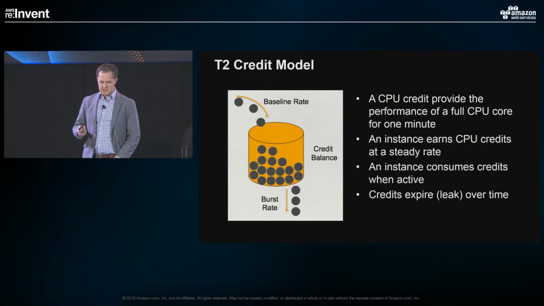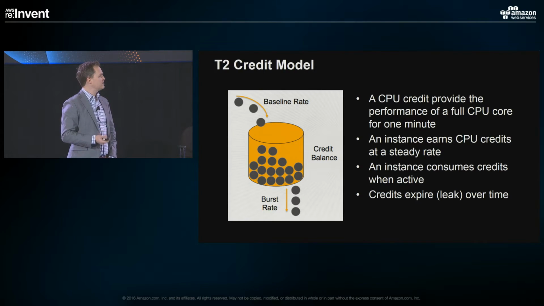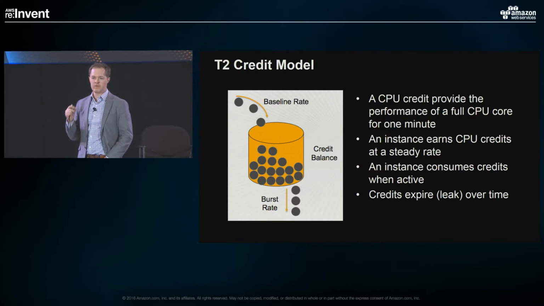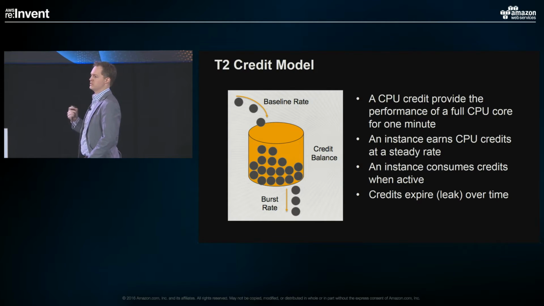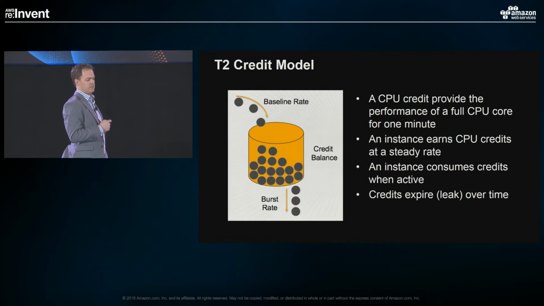A T2 instance has this notion of credits. A T2 instance gets CPU credits, and each credit provides the performance of one CPU core. This is important: it offers a full CPU core, not a hyperthread, which is what most EC2 instances offer. It offers a full CPU core for 1 minute. So every credit you see is 1 minute of using a CPU at 100%.